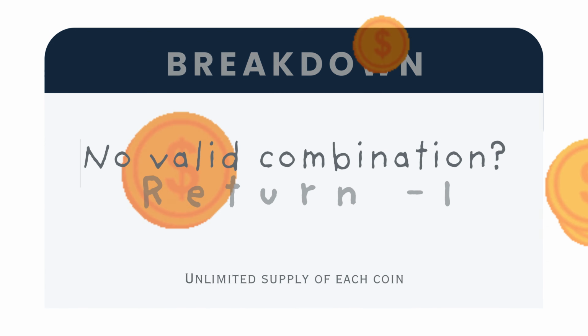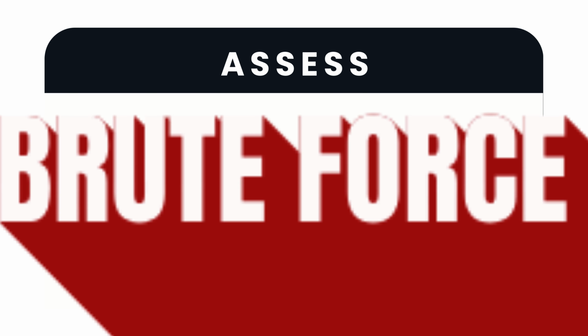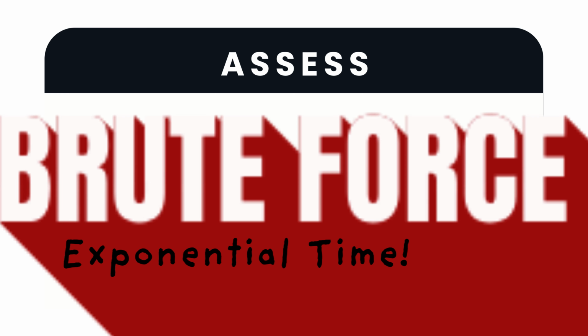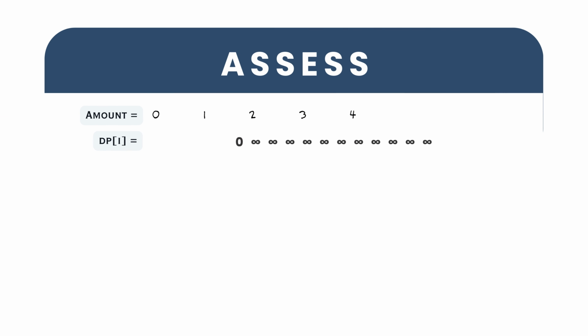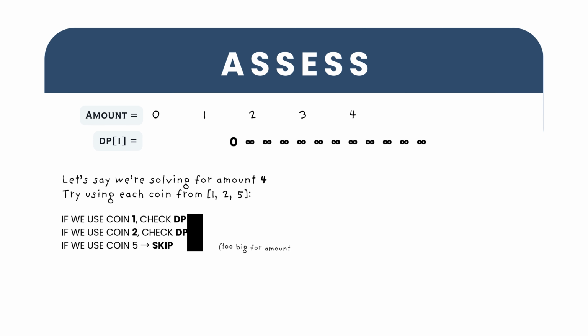Now let's assess our approach. Brute force would try all combinations. Exponential time. Instead, this is a perfect fit for dynamic programming. For every amount from 1 to the target, we'll keep track of the minimum coins needed. At each step, we look back at the best answer for the current amount minus each coin. This bottom-up DP builds the answer efficiently, and we only need a simple array.